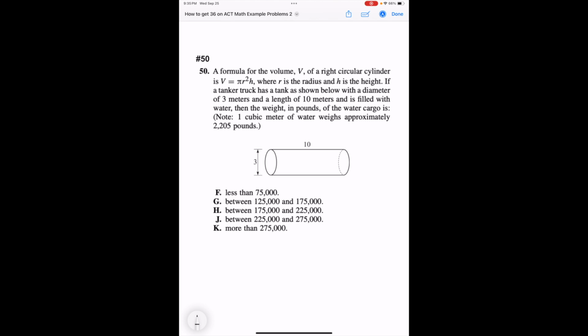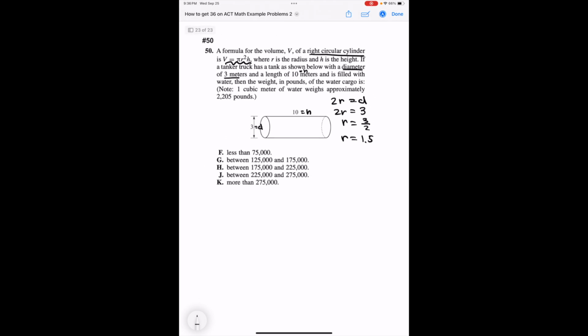So right off the bat, we notice that it tells us the formula for the volume of a right circular cylinder, and it says that it is pi r squared h, where r is the radius and h is the height. So we know that 2 times the radius is the diameter, because right here it gives us that 3 is the diameter, and then the length is 10. And so this length is also the h, which is the height. So we know that this is the h, and this is the d, and then if 3 is the d, then we also know that r is equal to 3 over 2, which is equal to 1.5.